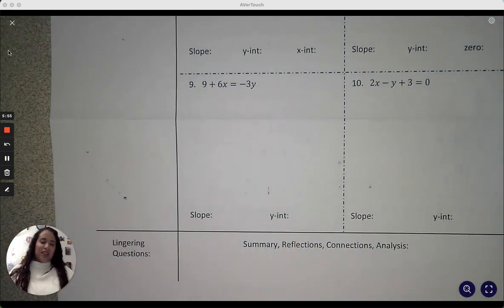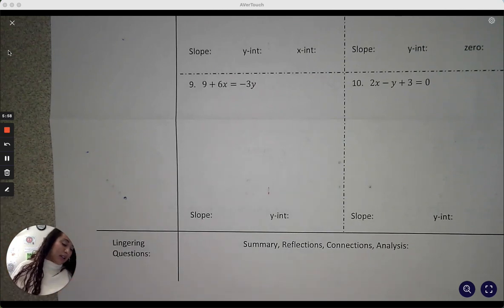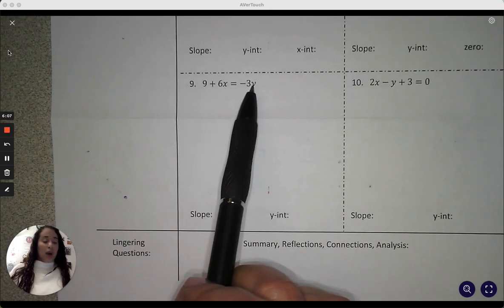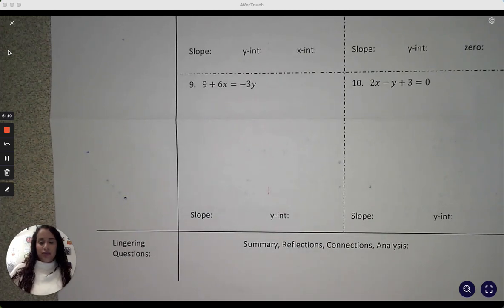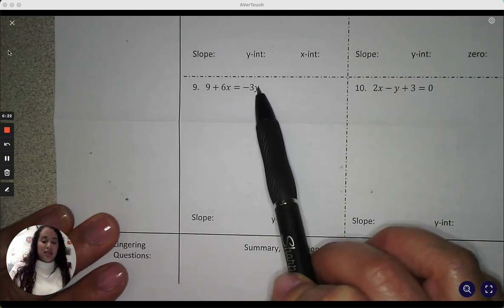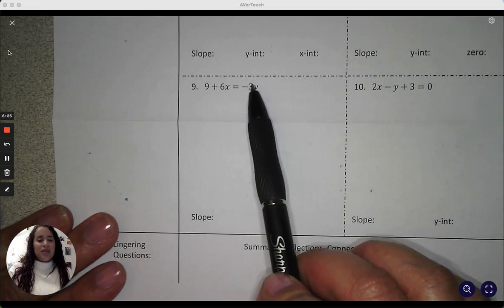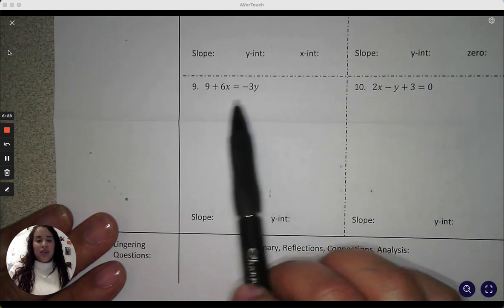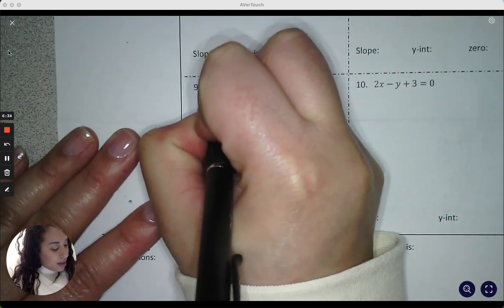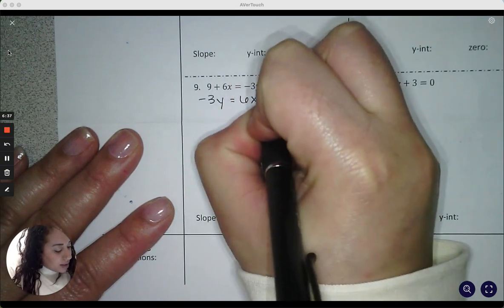Okay. So looking at number 9, the reason I like number 9 is because it's written in a way, I don't want to say to confuse you, but to make you think. A lot of people see this and they go, oh man, look, there's a y over here and there's an x. That's true. However, the cool thing about the equal sign is that if this is equal to this, well, duh, that also means that this is equal to this. So I can rewrite this as negative 3y equals 6x plus 9.